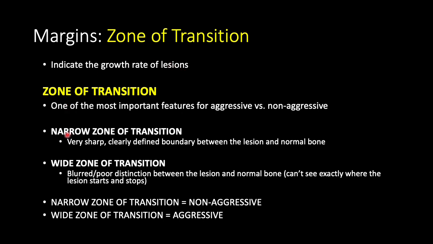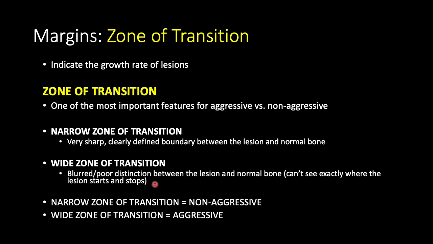So basically, if you have a narrow zone of transition, that means something is very sharply marginated. It has clearly defined boundaries between the lesion itself and the adjacent normal bone. You can clearly distinguish where the lesion ends and where the normal bone starts. And that's what we call a narrow zone of transition.